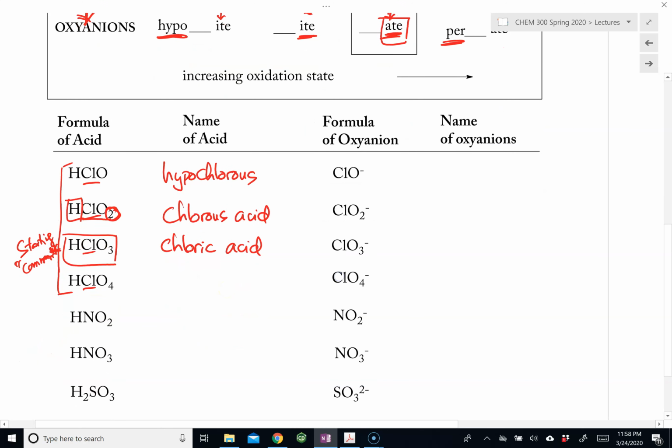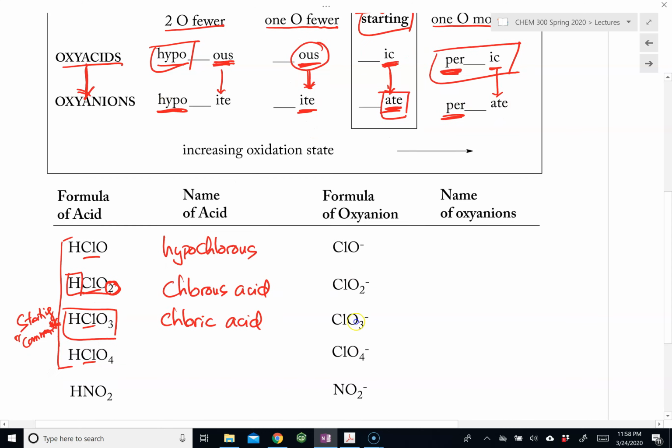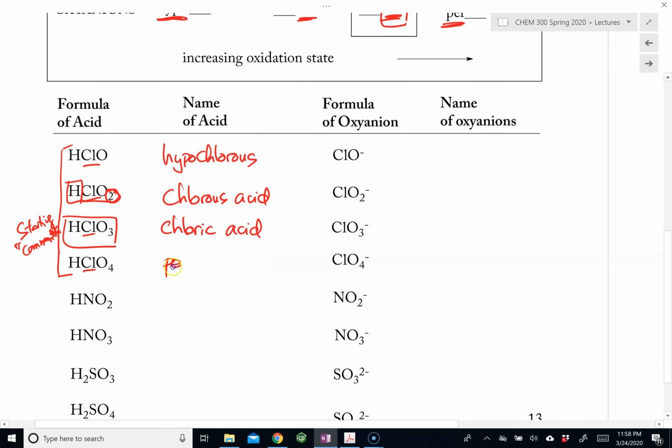And for the HClO4, this one will have 1 oxygen more compared to the most common one. So it would be in this box right here. We will add the prefix per in front of it. So this becomes perchloric. So you still have the ic ending to it, followed by the word acid.